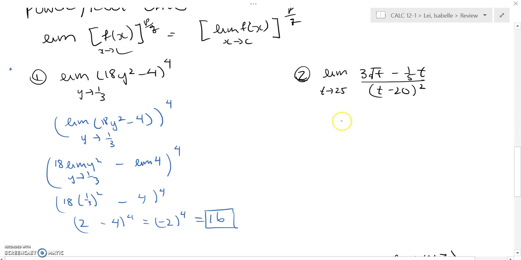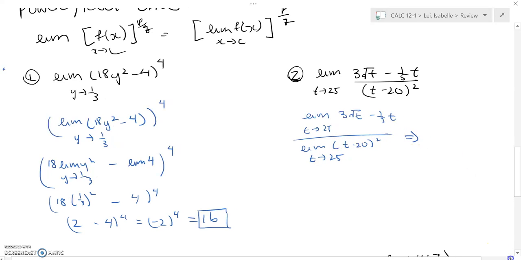Second question. This one is not too different. It's just involving the quotient rule, so getting a little bit harder. But same idea, just break it up into what we know. So first we're going to do the quotient rule because we need to isolate this to simplify it further. So it becomes the limit of 3 root t minus 1 over 5t as t approaches 25, all over the limit of (t minus 20) squared as t approaches 25.